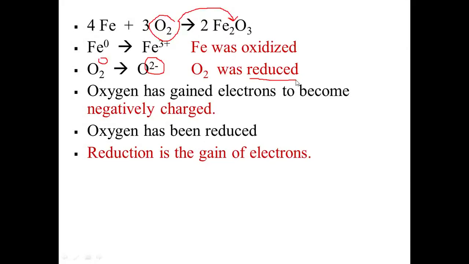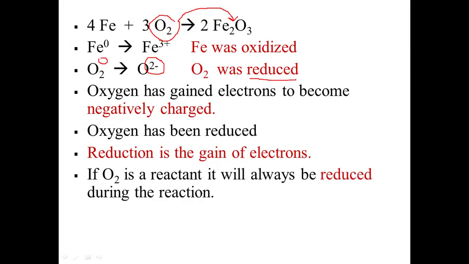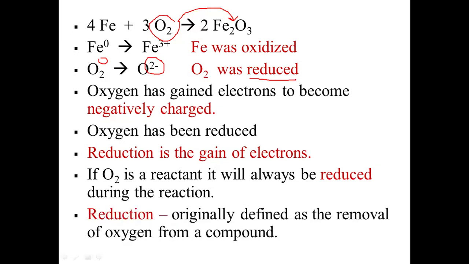Reduction is the gain of electrons. If oxygen, diatomic O2, is a reactant, it will always be reduced during the reaction. It will always be forming an oxide. Reduction was originally defined as the removal of oxygen from a compound.